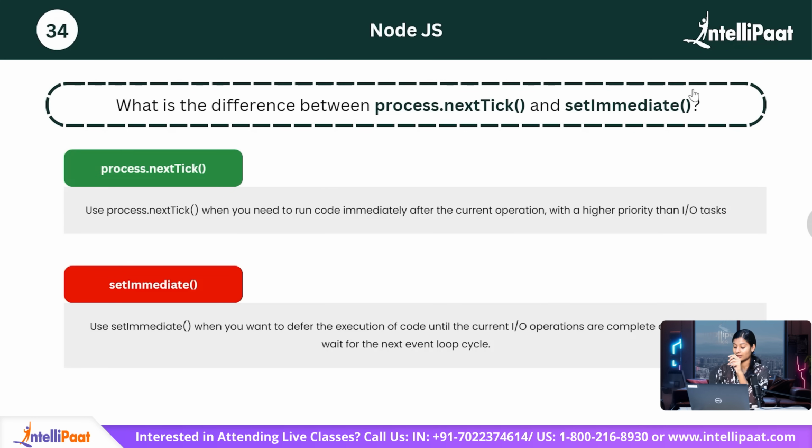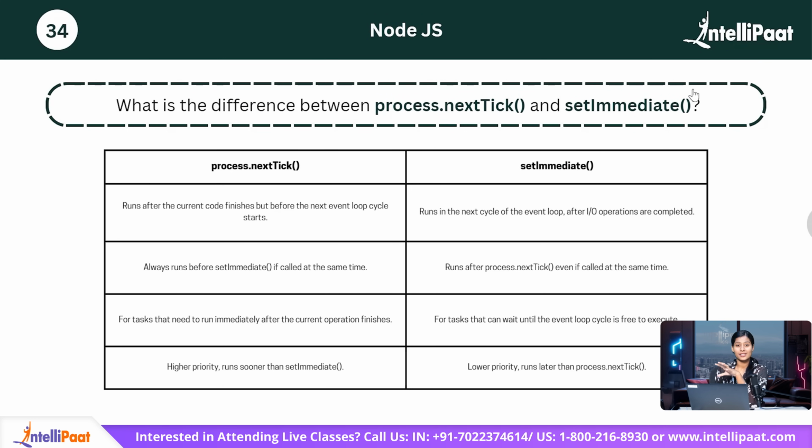That is setImmediate. Let's look at the difference in tabular form, then we'll look at the code as well. So process.nextTick runs after the current code finishes, but before the next event loop cycle. That is, if a process is happening right now, process.nextTick will wait for that process to be executed, and only then will it get executed. setImmediate runs in the next cycle of the event loop after the input operation. After everything is completed, it will go and run.